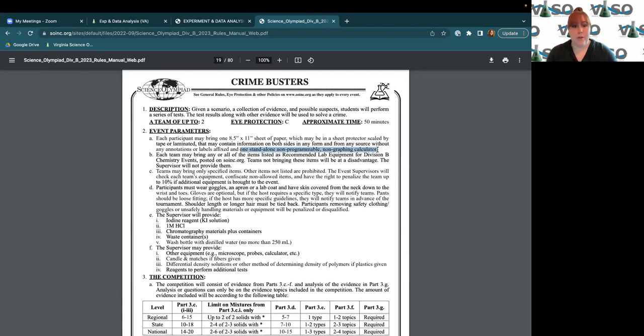Crime Busters is one of those, where they have a list of recommended lab equipment that students should bring to be able to perform the chemical tests of the event. Okay. And I'll show you that whole list.